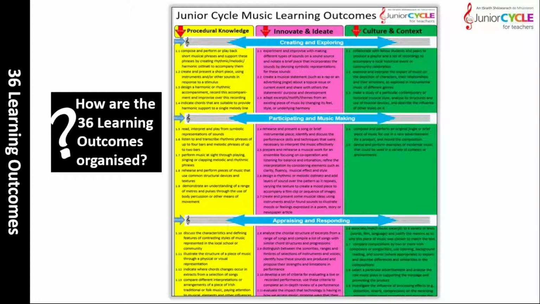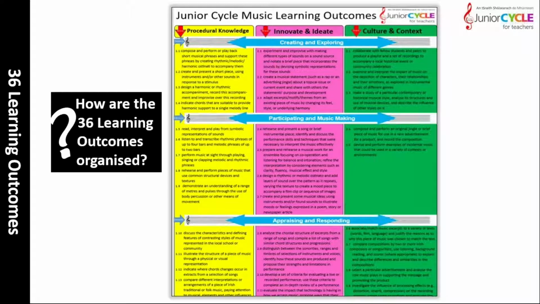These 36 learning outcomes are organised into 3 interconnected strands, as you can see here from our learning outcomes poster. The 3 strands are procedural knowledge, innovate and ideate, and culture and context. The 36 learning outcomes are numbered within each of these strands.